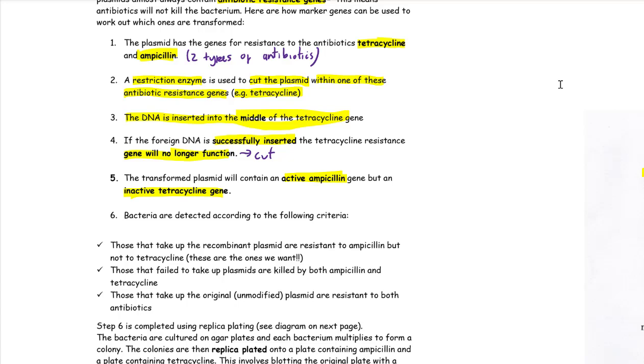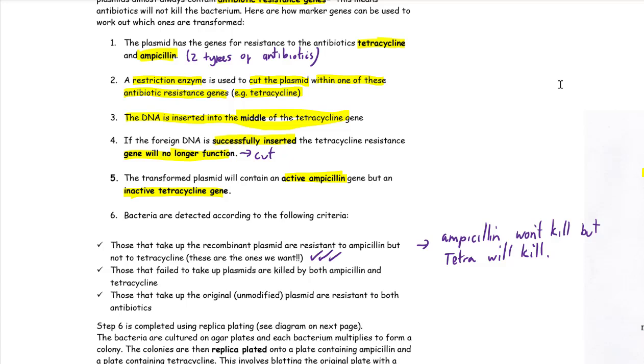So after we subject them to heat shock and all that sort of stuff, we want to know which ones work and which ones don't work. So those that take up the recombinant plasmid are resistant to ampicillin but not to tetracycline, and those are the ones that we want. Okay, so this basically means that ampicillin won't kill it, but tetracycline will kill it, and those are the ones that we want.